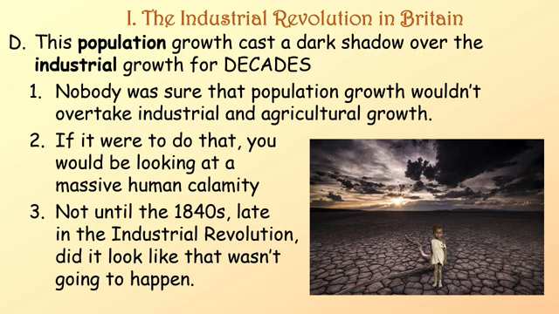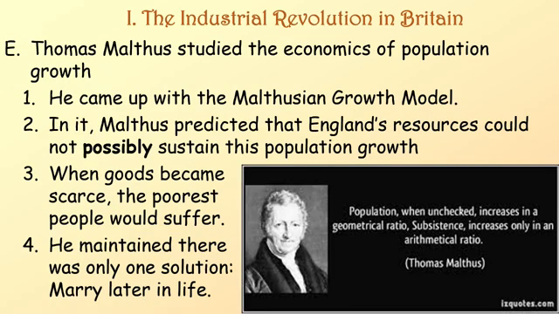A man named Thomas Malthus studied the economics of population growth, and he came up with what was called the Malthusian growth model. And in this growth model, Thomas Malthus predicted that England's resources could not possibly sustain this population growth that was going on. When goods became scarce, the poorest people would suffer. And he maintained that there was only one solution to this population growth problem, and that was marry later in life. Marry later in life, then you have less time to have children.